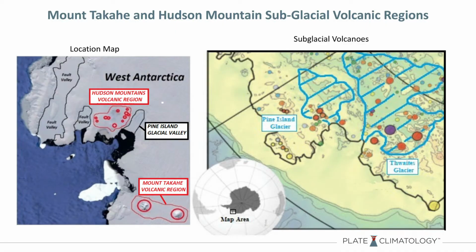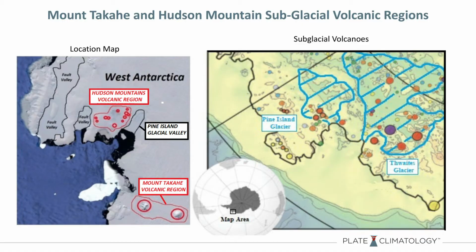So now back to the Pine Island Glacier. In 2018, researchers from the National Science Foundation made a stunning discovery. They confirmed the presence of a currently erupting volcano beneath the Pine Island Glacier. So science was turned on its head. The melting of the Pine Island Glacier is actually the result of an active subglacial volcano.